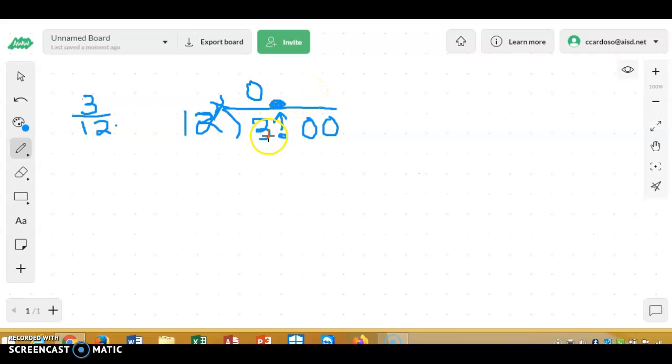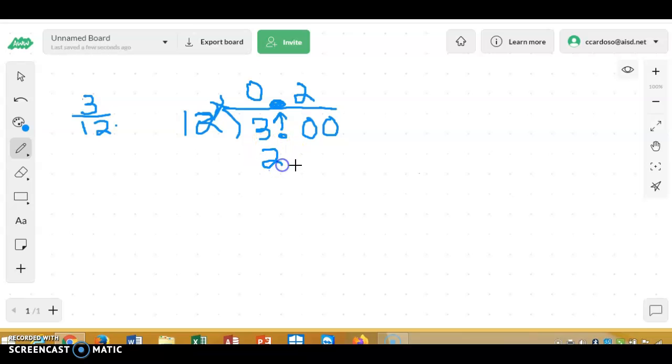Okay, so we put a 0 to hold that spot. 12, now we're looking not into 3, but into 30. 12 can go into 30. Think of your 12's times tables. 12 times 2 is 24. 12 times 3 is 36. That would be too much.